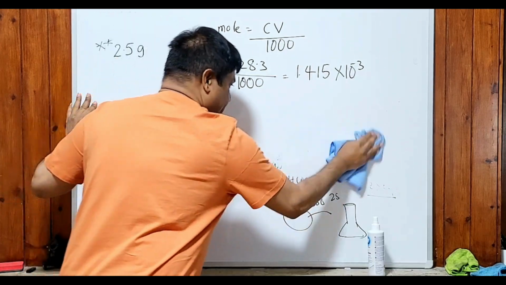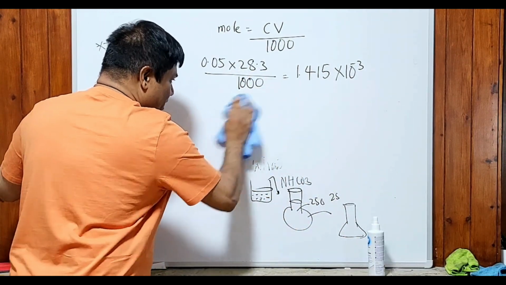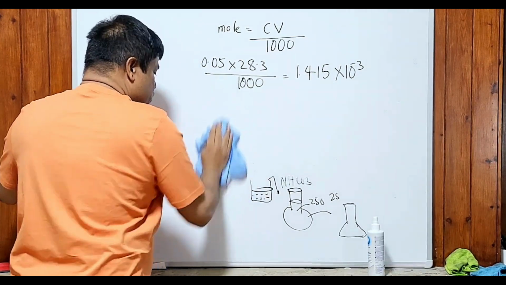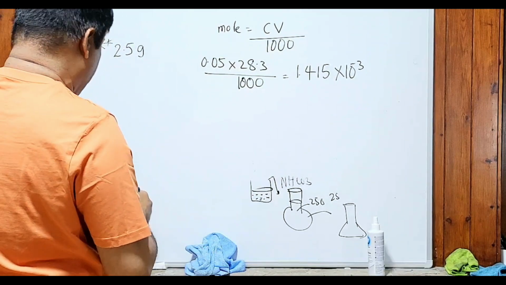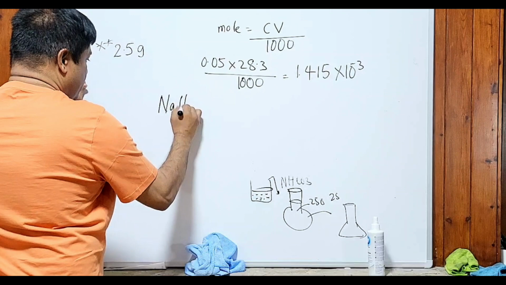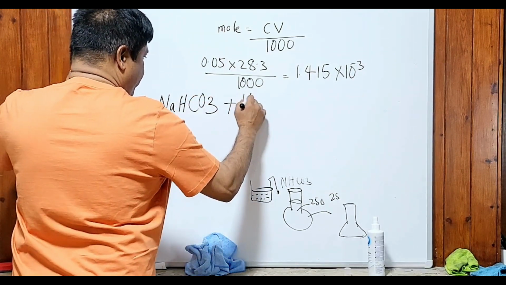Let's see. So a balanced chemical equation. Look at the balanced chemical equation between the sodium hydrogen carbonate and sulfuric acid. Sodium hydrogen carbonate plus sulfuric acid.